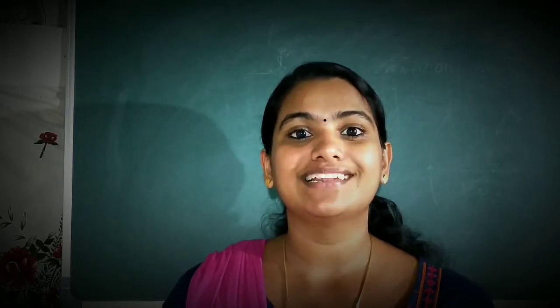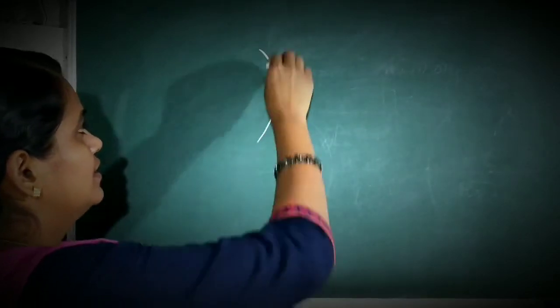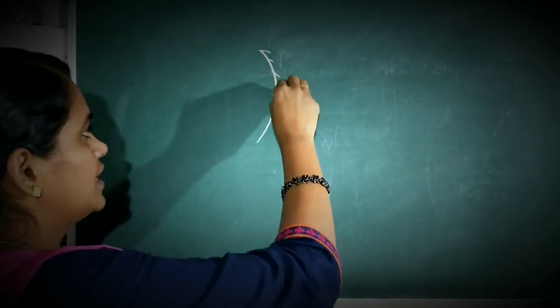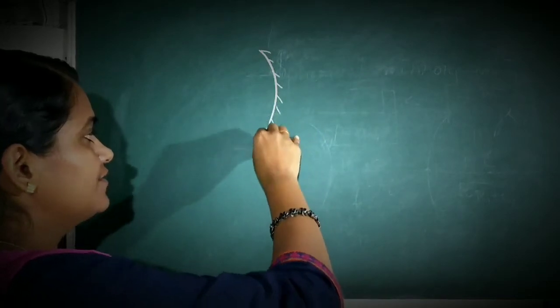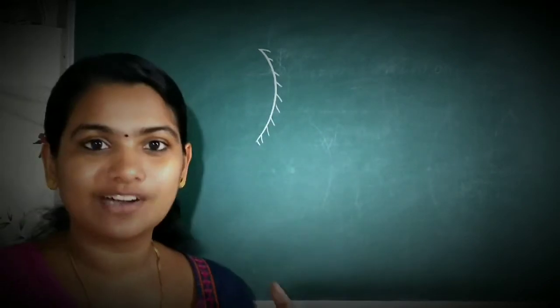How we can represent the light rays in the process of reflection. First of all, we'll check how the light rays are getting reflected in a concave mirror. So the first thing, let's draw a concave mirror. A concave mirror is a mirror which has the reflecting surface curved inwards. So this is a concave mirror.